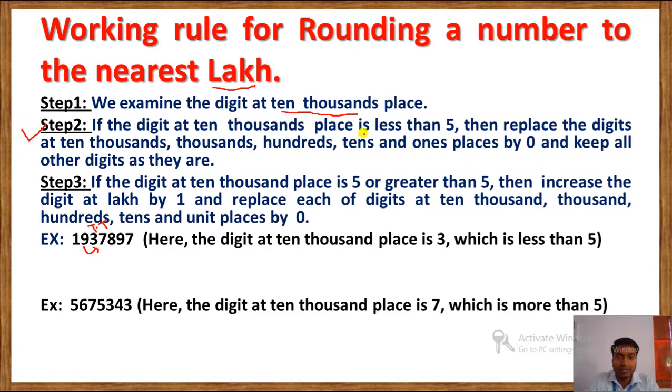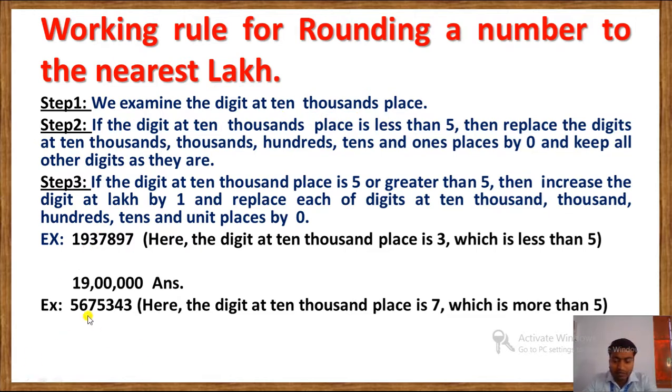If the digit at 10,000 place is less than 5, then replace the digits at 10,000, 1000, hundreds, tens and ones place by 0. So at 10,000 here we have 3, so replace it by 0. Then 1000, 100, tens, and ones. And other digits stay as they are. That means here we have to write 1 and 9 as it is. This will be the answer. Understood?